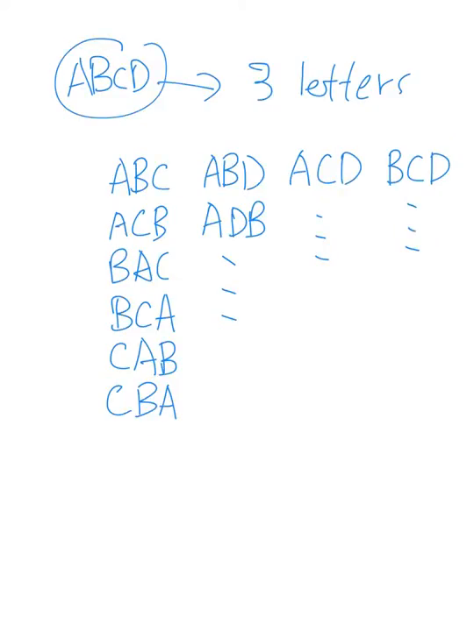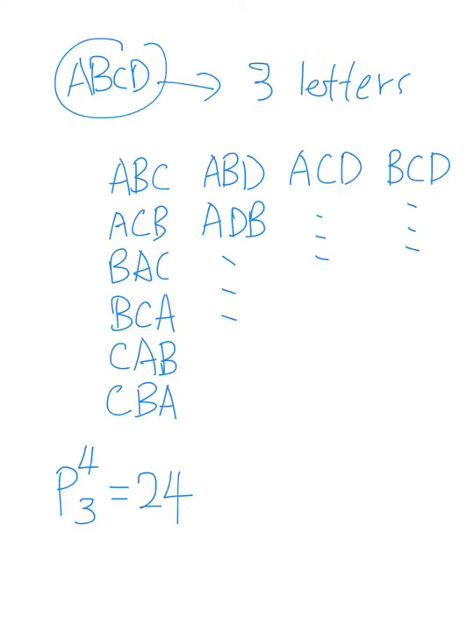Previously, when we were talking about nPr, we stated one example. We have 4 letters A, B, C, D, and we extract 3 letters out of these 4, and then do the permutation. So the number of choices is 4P3, which is equal to 24.